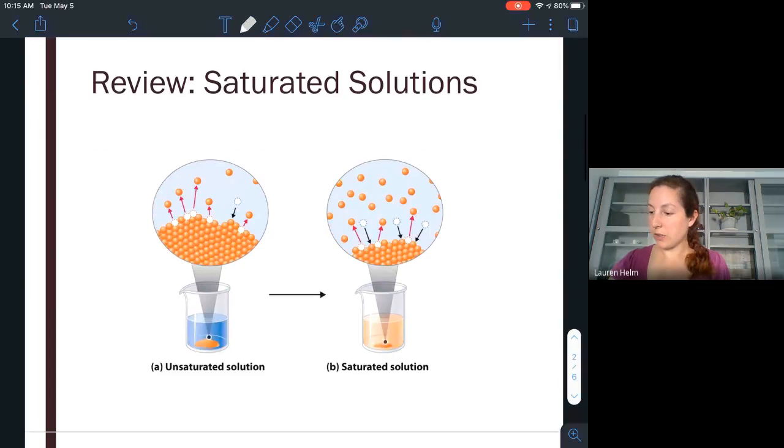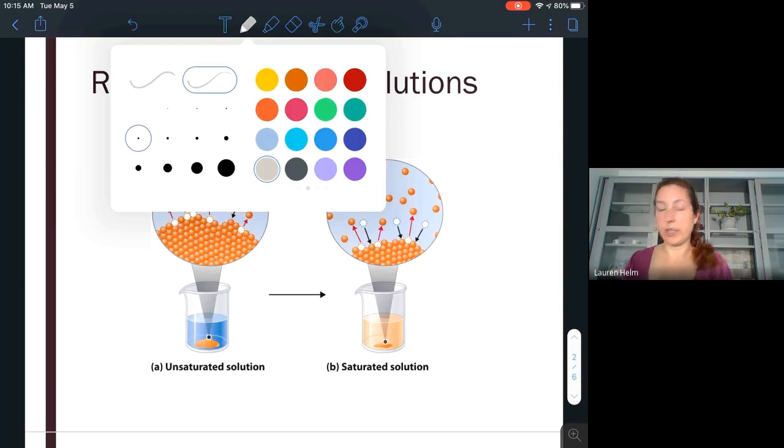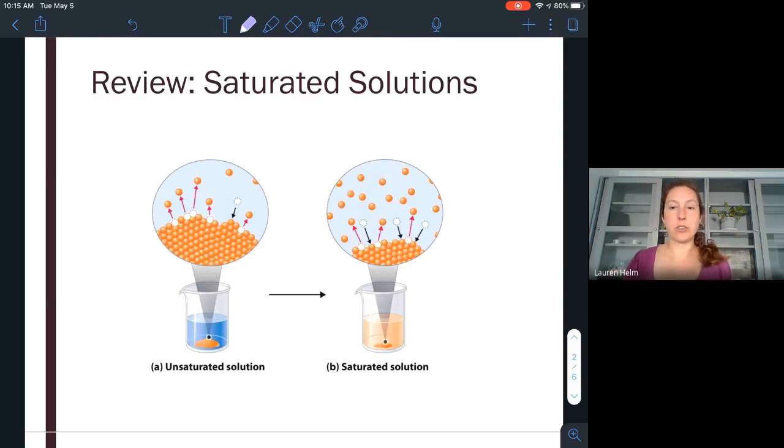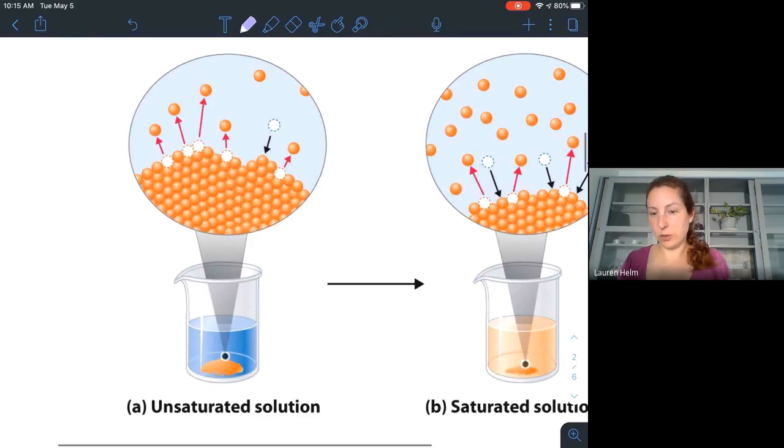Since we're going to talk about solubility, let's review real quick what a saturated solution is from our solutions unit. If we look at an unsaturated solution, what does that mean? Well, in an unsaturated solution, there's still room for more of our solid solute to dissolve. What we can see depicted here is that our solid is dissolving into the aqueous state, and it will continue to do that until we hit saturation, until there's no more room.